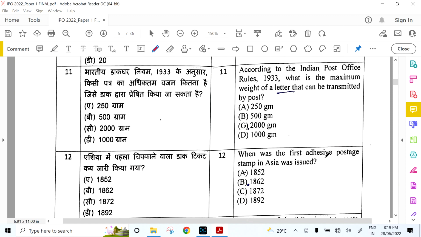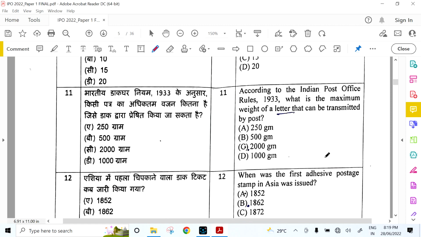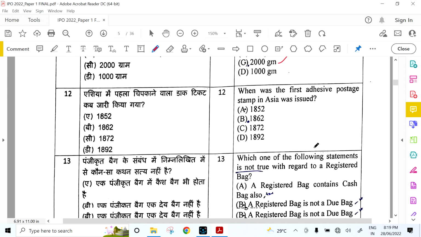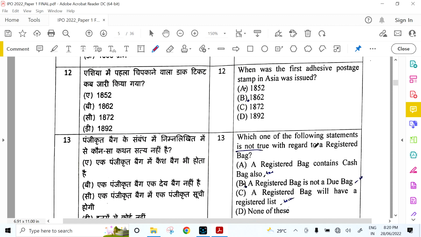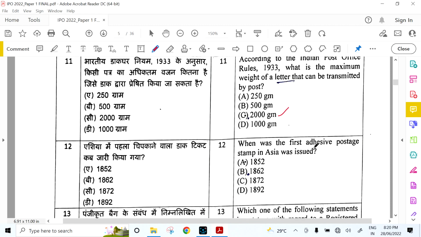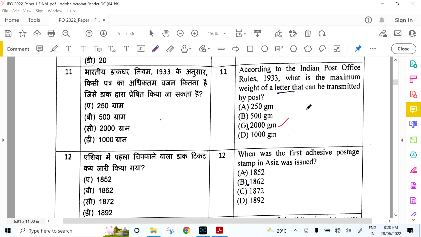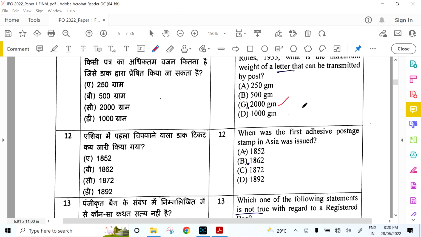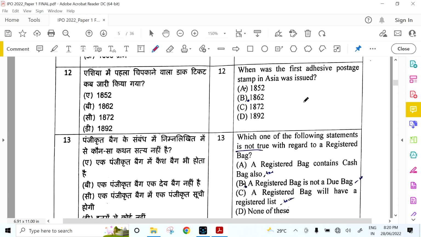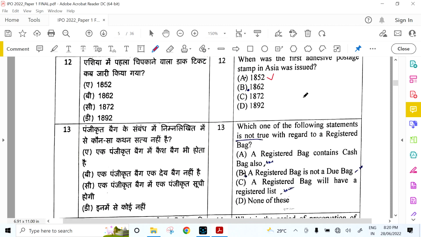Next question. According to the Indian Post Office Rules 1933, what is the maximum weight of a letter that can be transmitted? It is 2 kgs, so 2000 grams. When was the first adhesive postage stamp in Asia issued? This is the 11th one, Rule 9, under India Post Office Act 1933. First adhesive stamp in Asia was issued in 1852. This question is from the annual report.